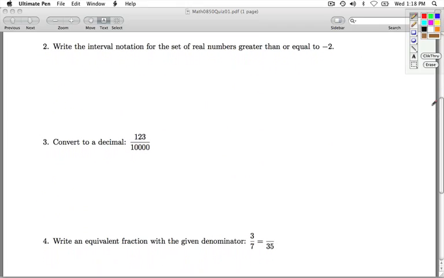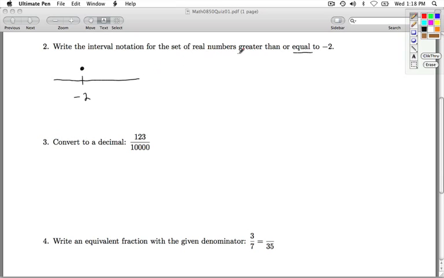Number 2, we're asked to find the interval notation for the set of real numbers greater than or equal to -2. So the first step for interval notation is to actually draw the interval on the real number line. So we'll start here with -2. Since we're asked for the numbers greater than or equal to -2, we're going to include the -2, so we're going to have a filled in dot there.